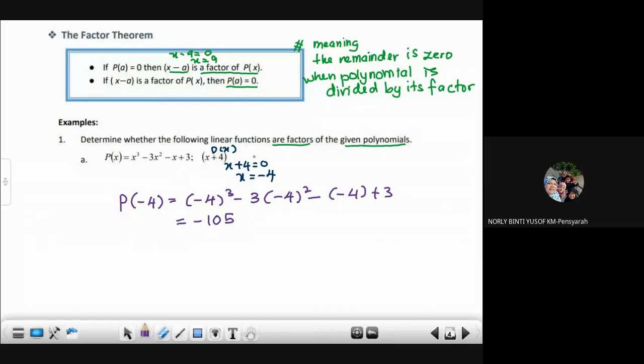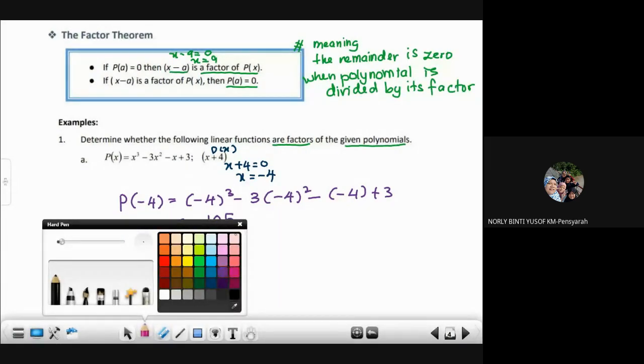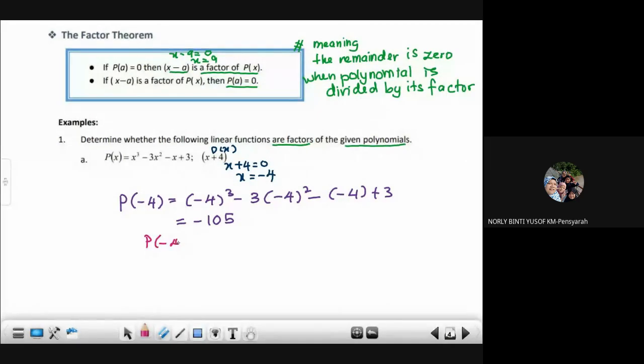Soalan tanya, adakah divisor ni factor kepada polynomial P(x)? Taklah, sebab you dapat the remainder is not equal to 0. So you boleh cakap lah x plus 4 is not a factor of P(x). Dia kena dapat remainder 0 baru dia factor.